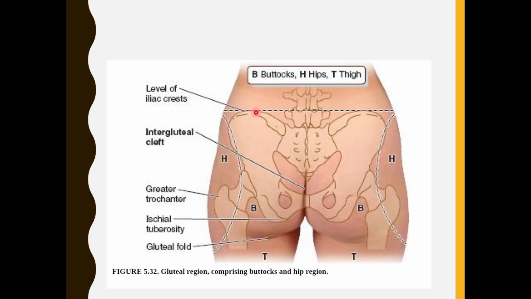So from the level of the iliac crest up till the inferior gluteal fold, below which the thigh will start, this part is called as buttocks, and the region which is over the greater trochanter of the femur is called as hip region.